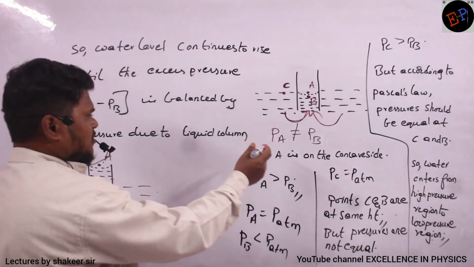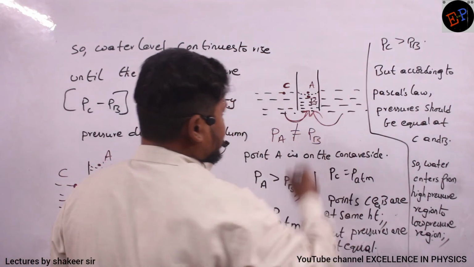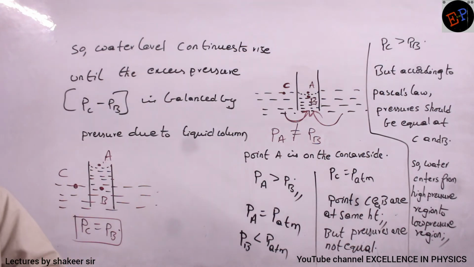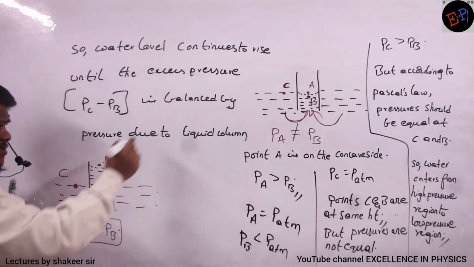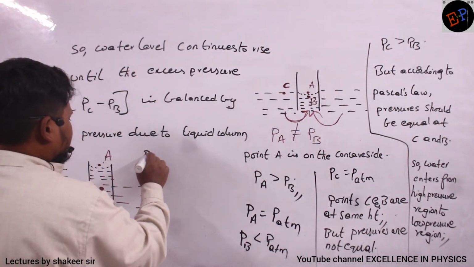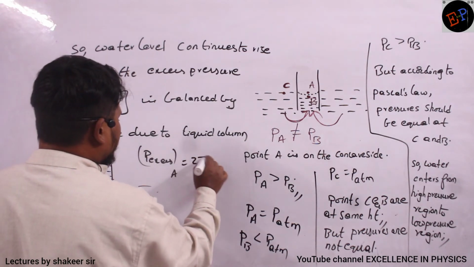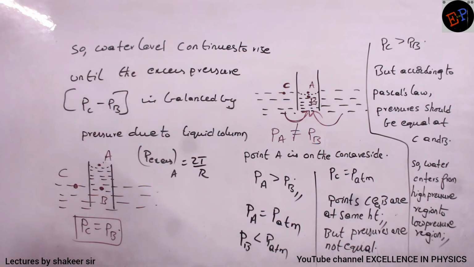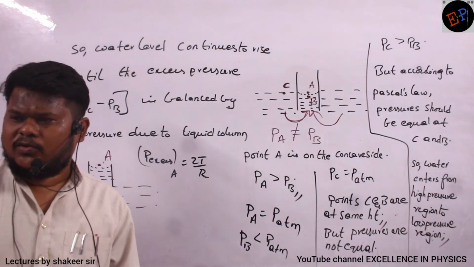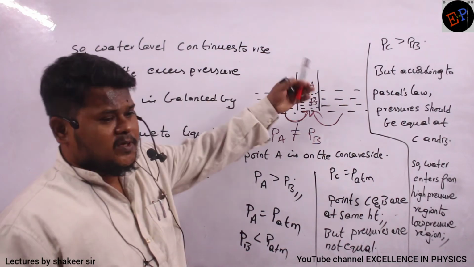So here PA is greater than PB, no? And PC is also greater than PB. Are you able to understand? So therefore, what is the excess pressure at point A? Excess pressure at point A is 2T by R, no? Excess pressure at point A will be how much? 2T by R. Why 2T by R? Because only one surface is open to atmosphere, no?